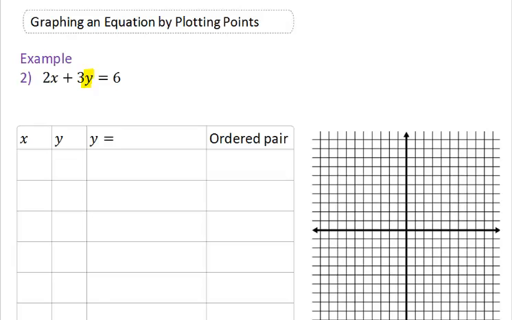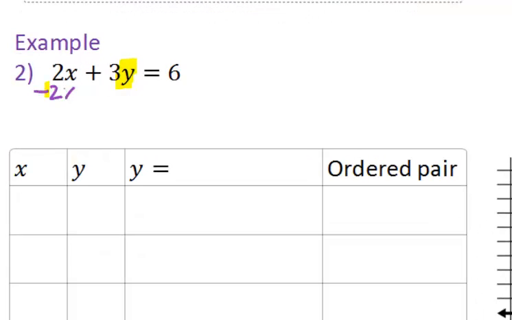So let us solve for y. We need to first subtract 2x on both sides of our equation. Gives me 3y is equal to negative 2x plus 6. Or if you wrote it as 6 minus 2x, that's perfectly fine.